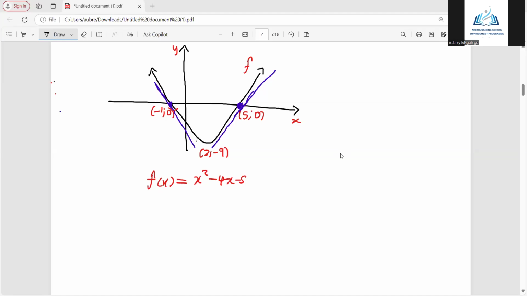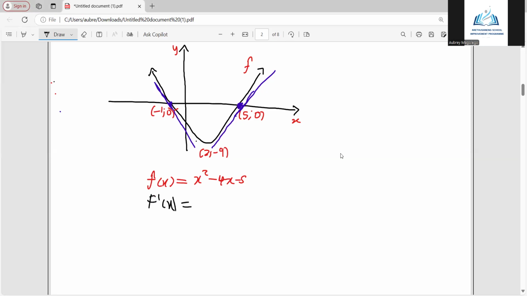So we are given this function, it is drawn, and the equation is f of x is equal to x squared minus 4x minus 5. Say, find the equation of a tangent. First of all, let us find the first prime of this function, which is the derivative. F prime of x is equivalent to what? It is equivalent to 2 multiplied by x to give us 2x minus 4. That is the derivative of the function.